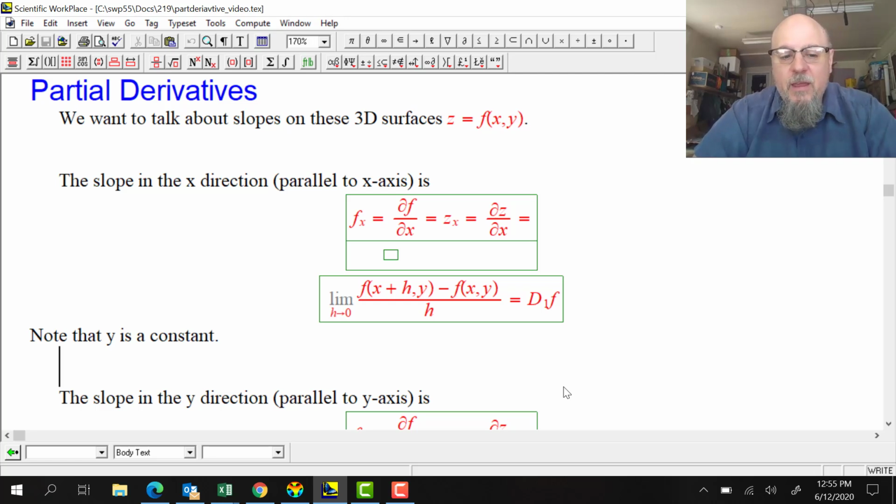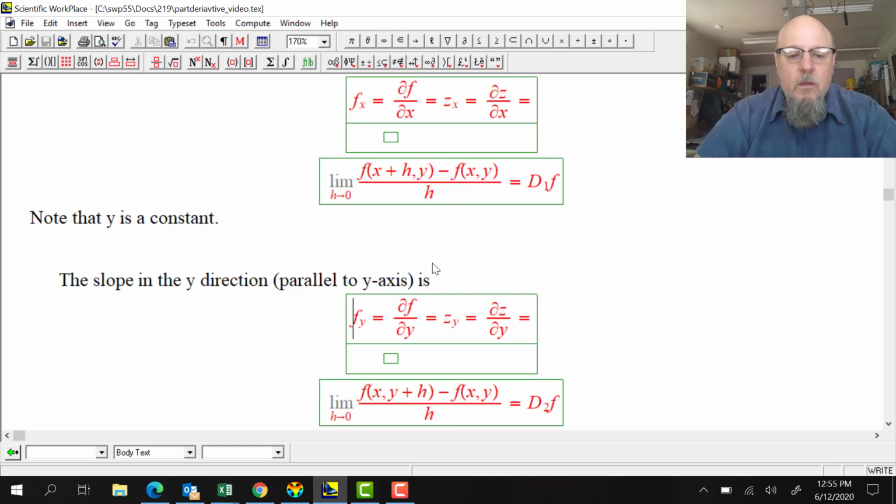This next part that I'm going to say is, in fact, literally copy-paste of this, but everywhere I said x before, I'm going to say y now. We're talking about the slope in the y direction, parallel to the y-axis. So it's f sub y, df dy with funny d's, z sub y. I'm taking the limit as h approaches 0. Here's our limit definition, but now it's y plus h and y. The x is the constant. Since y is our second variable, we could write it, I don't, but we could, as big D sub 2: take the derivative with respect to the second variable of the function.